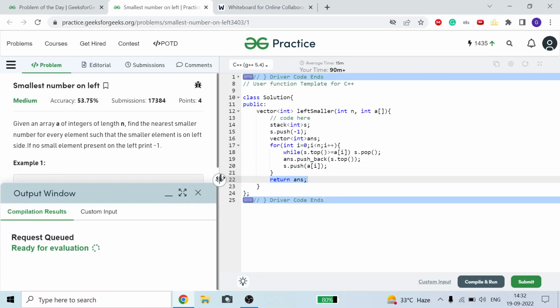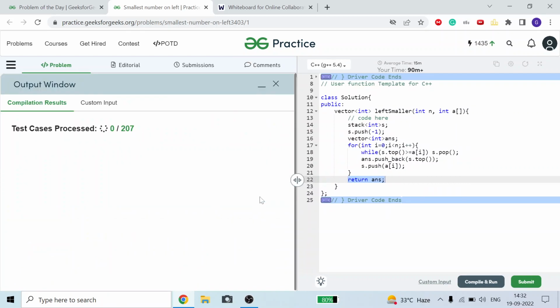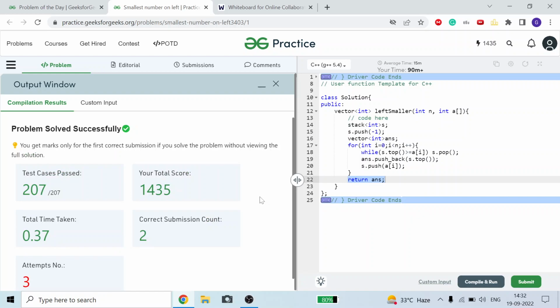Okay guys, simple mathematical stack operation. If you are doing this type of problem for the first time, you need to try and else file. This is a simple problem. So guys, all the 207 tests can pass. I hope you understand the approach.